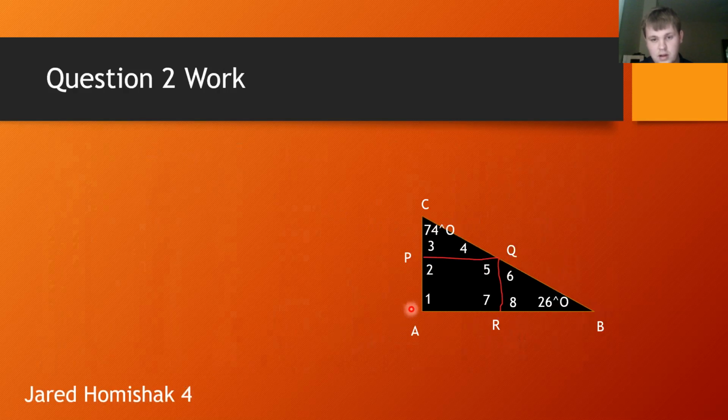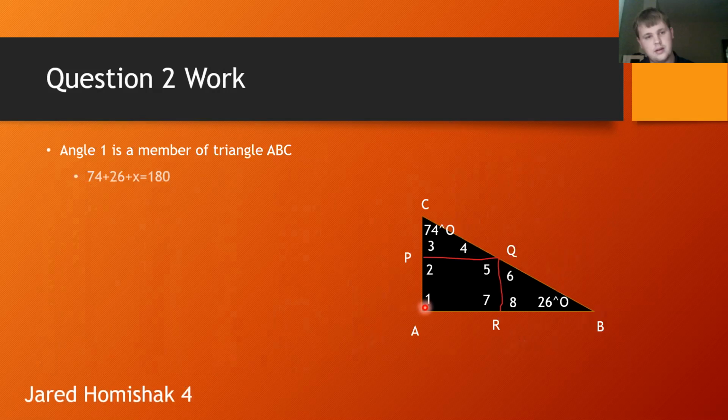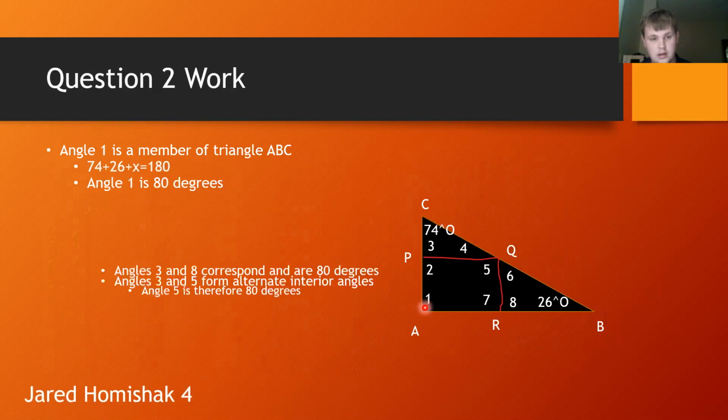So first of all, let's start here. We know that all 3 angles in a triangle have to add up to 180 degrees. Since angle 1 is a part of ABC, we can just solve for x. 74 plus 26 is 100. That leaves only 80 degrees to give us angle 1. So angle 1 is 80 degrees.